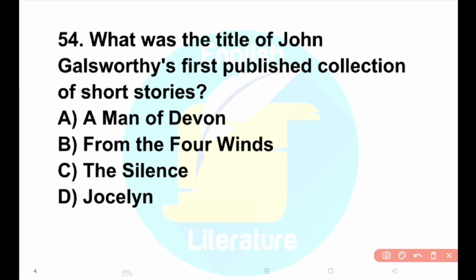What was the title of John Galsworthy's first published collection of short stories? Option B, From the Four Winds. Released in 1897 under the pseudonym John St. John, this was Galsworthy's debut short story collection, marking his entry into published literature.